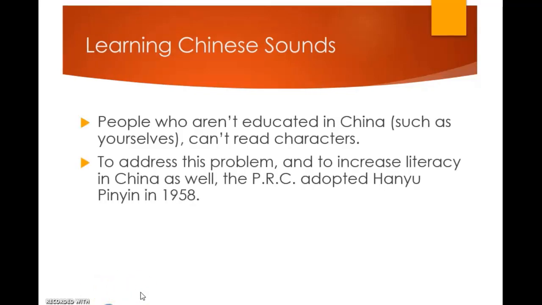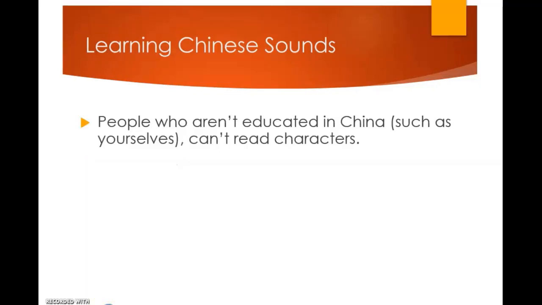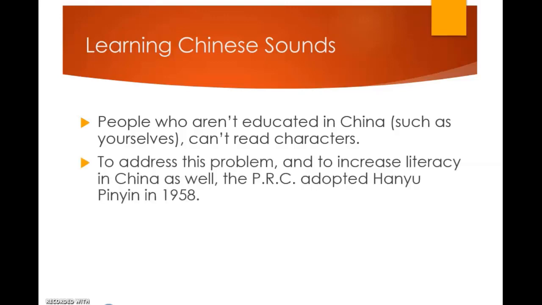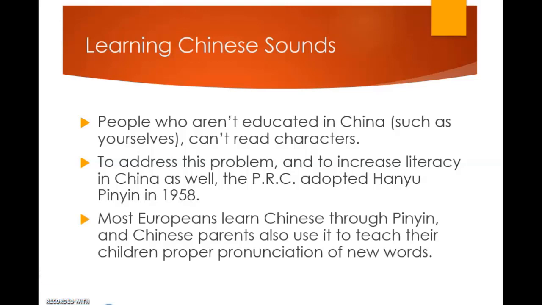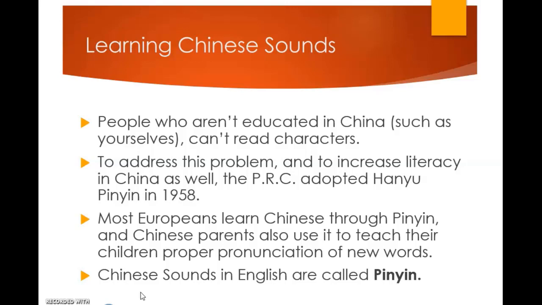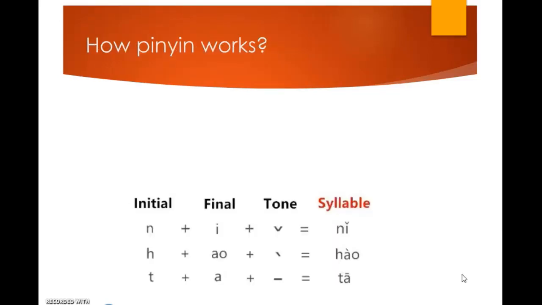People who are not educated in China, such as me and yourself, cannot read characters, okay? Because it is difficult. To address this problem and to increase the literacy rate for the Chinese language, the PRC Council adopted Hanyu Pinyin in 1958 so that other nations can learn Chinese easily. Now most Europeans can learn Chinese through Pinyin, and Chinese parents also use it to teach their children proper pronunciation of new words. Chinese sounds in English are called pinyin. So for the Chinese language sound, we have to learn how pinyin works.